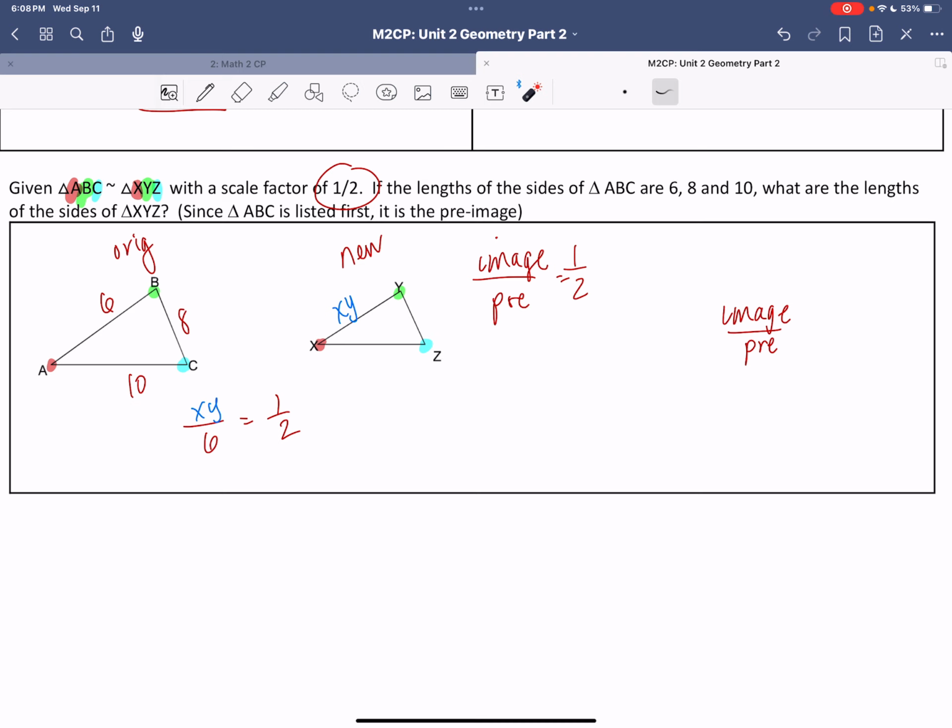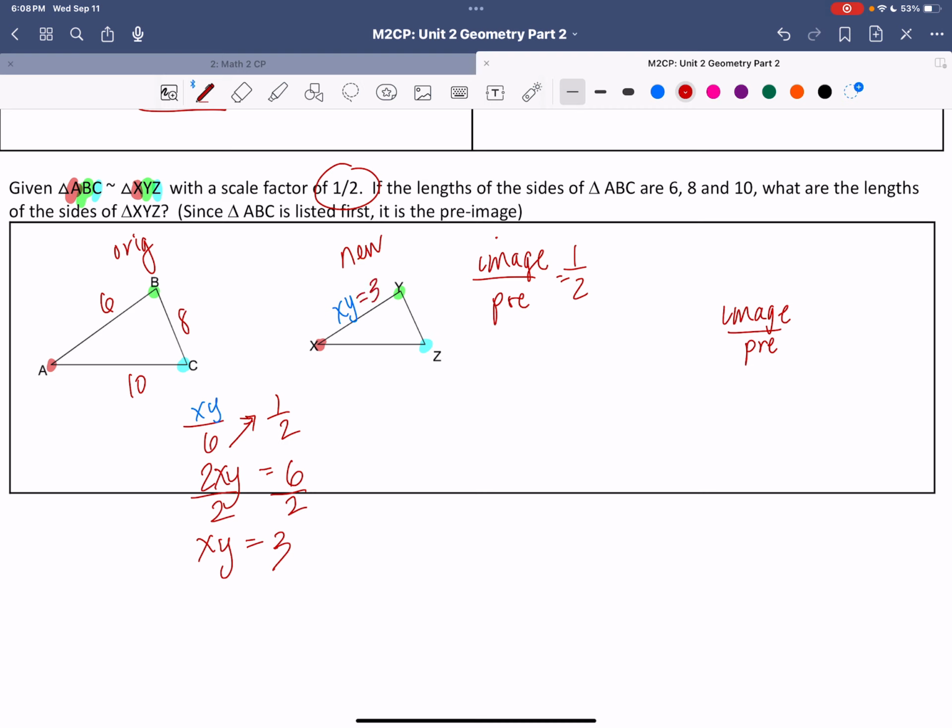So that's where I got xy over 6. And then it said the scale factor is 1/2. So now we're going to equal this. So we're setting up your proportion. And now we're going to go ahead and cross multiply. Divide by 2. xy equals 3. So we know that xy is actually equal to 3.